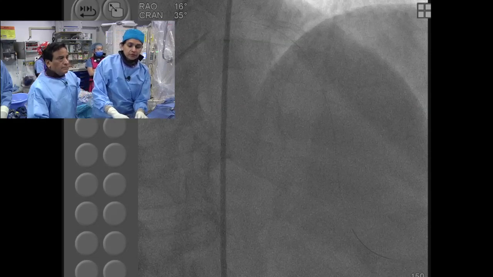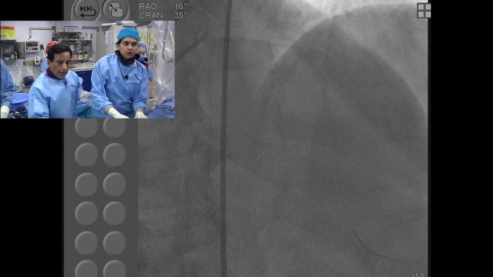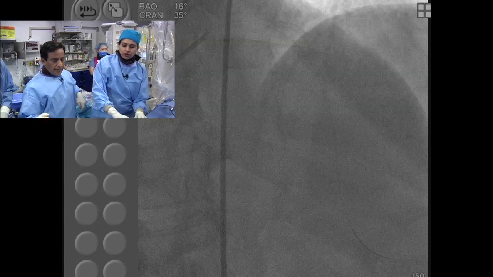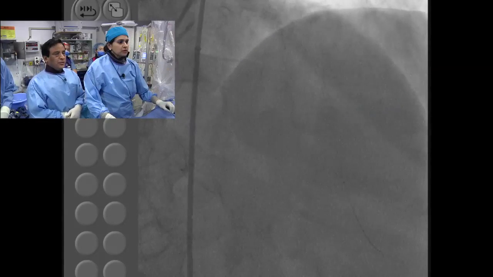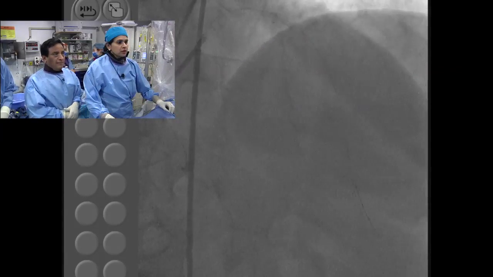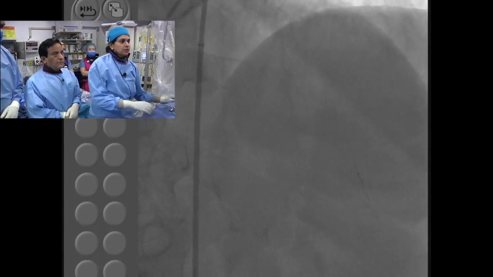Anu, what would you have against dilating there first before exchanging the wire? Yeah, except that this is the Fine Cross. But you're right. If you have a 1.5 or 1.2 balloon, that's the right thing to do. Dilate a little bit, because that will give you more flow and let the exchange be easier.